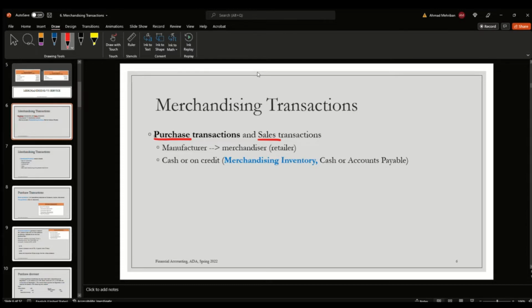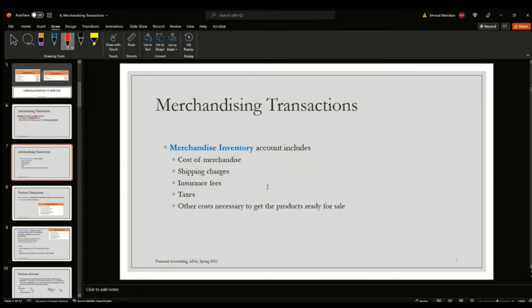Now, purchase transactions involve two parties: the manufacturer, and the merchandiser, being the company from the perspective of which we're making all of these entries. Now they buy from the manufacturer, to the merchandiser or retailer. Actually, I'm just going to keep on calling it retailer because it's easier. And the accounts that are involved are merchandise inventory, cash, or accounts payable, depending on how they buy, on cash or on account.